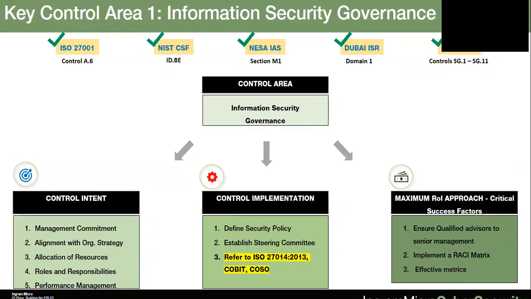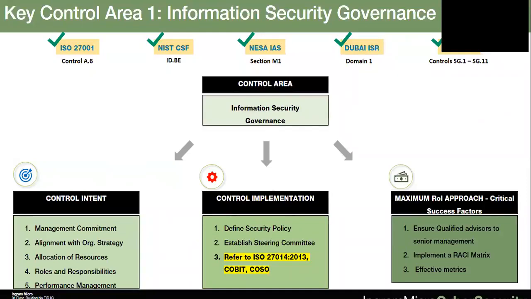Governance is mandated by multiple security standards, as we can notice on this slide. On the top line, the first row, we will see ISO, NIST, NISA, Dubai ISR standard, ISAC, etc. In all of these standards, information security governance is mandated. It's mandated to create, implement, and maintain a security governance framework.